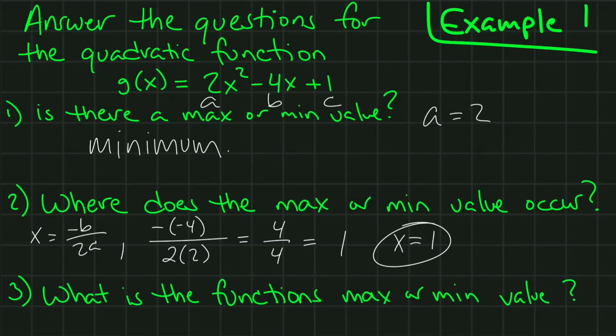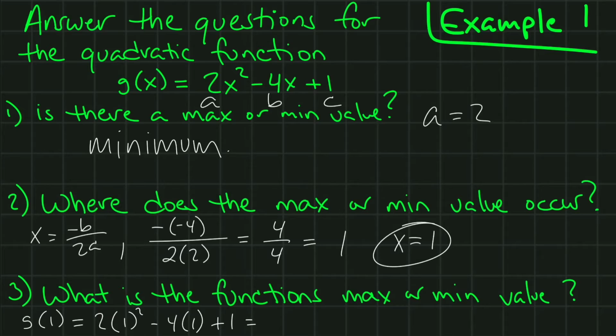And then what is the function's maximum or minimum value? So we need to plug in that x into the equation, and then we'll find the y value, which is going to be the maximum or minimum value. Again, in this case, we're dealing with the minimum. So what's the lowest value? So the g of 1 is equal to 2 times 1 squared minus 4 times 1 plus 1.